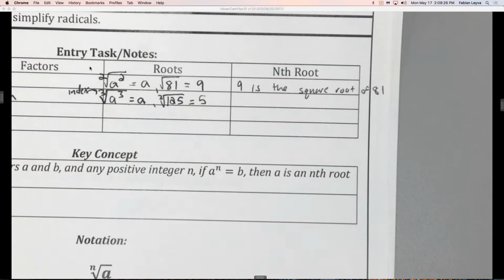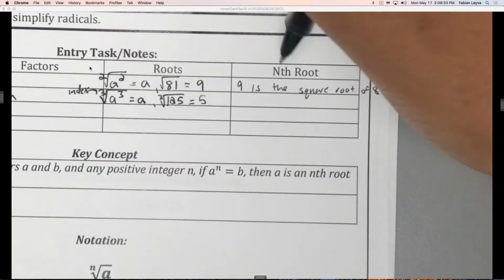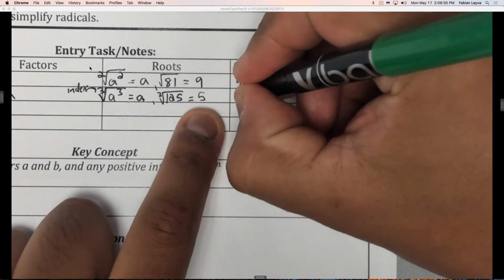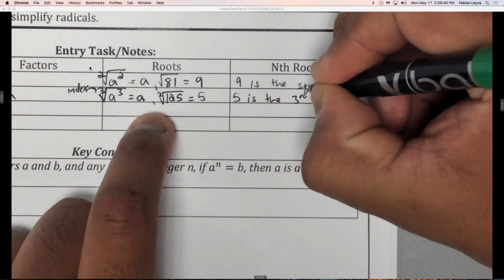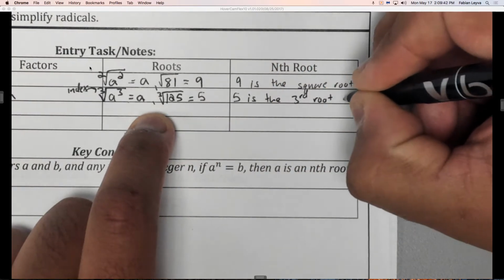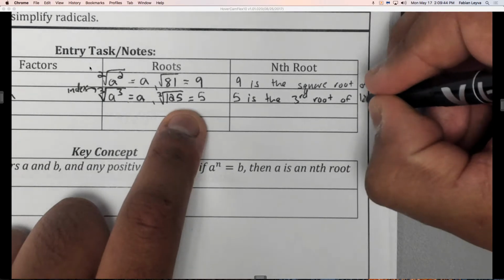Now again, I don't only want you to do the math, but I want you to understand what is going on in terms of the naming or the nomenclature, so to speak. 5 is the third root of 125.